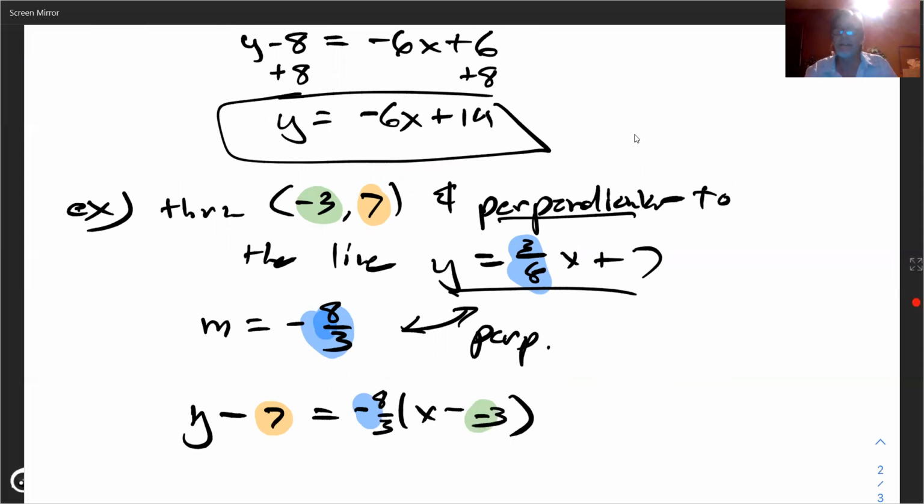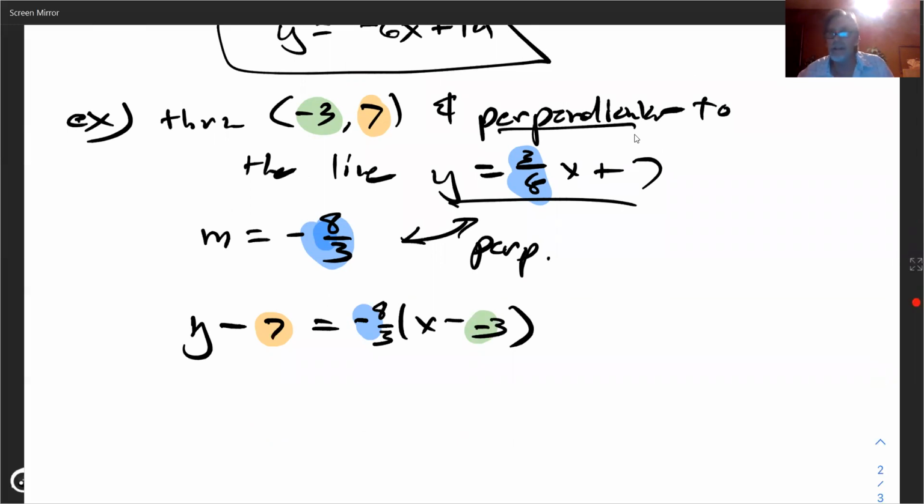So this one's kind of messy. This video is a little bit longish, but we did 3 whole examples, which is pretty good. So we have y minus 7 is equal to -8/3, and then how about x plus 3? That's all I did was make minus a plus.